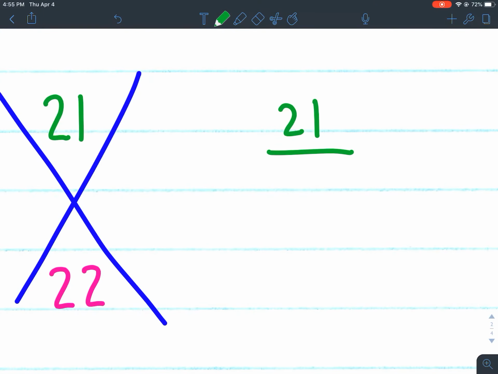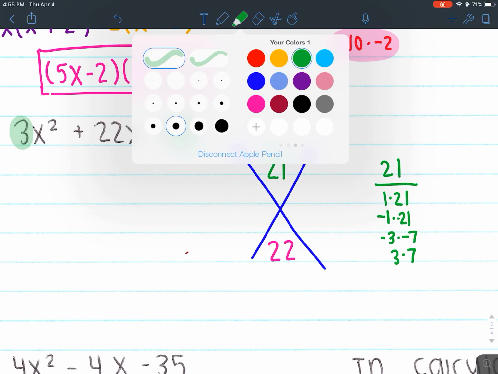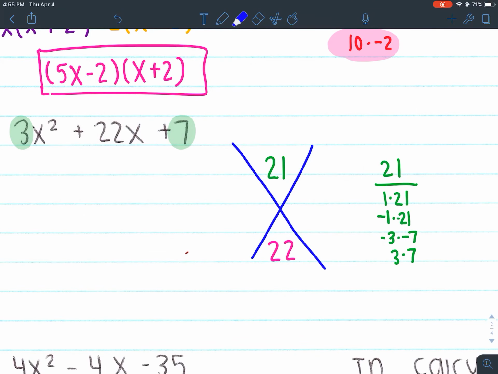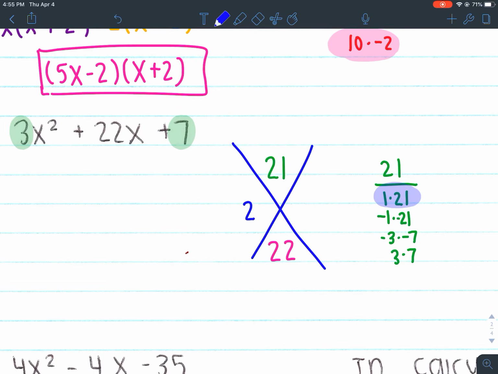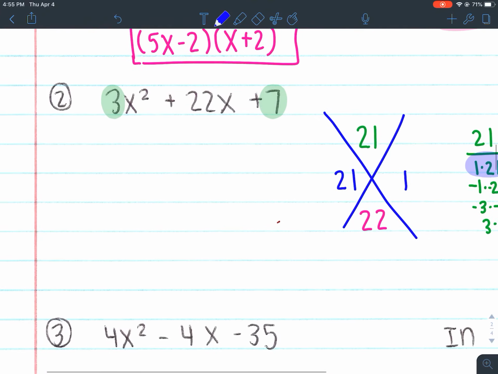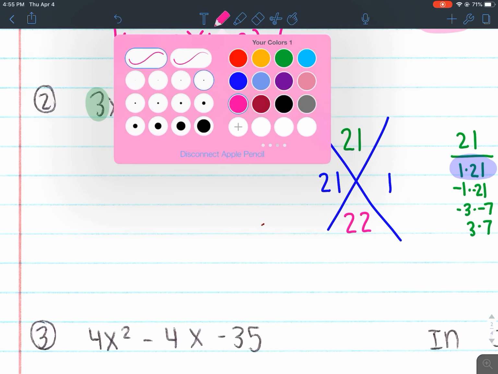So positive 21. So that's 1 times 21, and negative 1 times negative 21, negative 3 times negative 7, 3 times 7. And I want one of these to add and make positive 22. So that's going to be 1 and 21, because positive 1 plus positive 21 is 22. So 21 and 1, or 1 and 21, whatever order you want to do. Promise it works. All right, so again, 3x squared is going to stay the same.